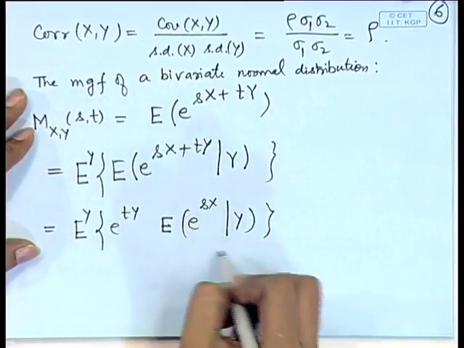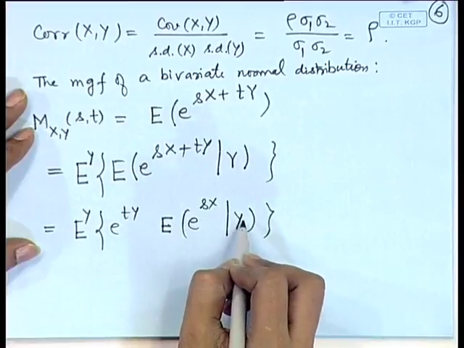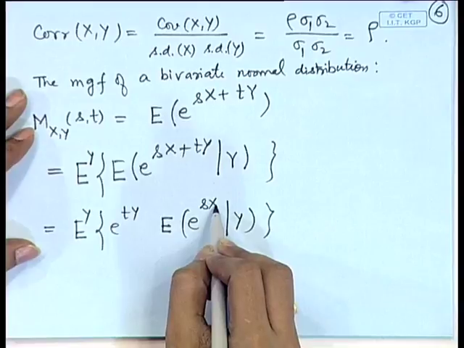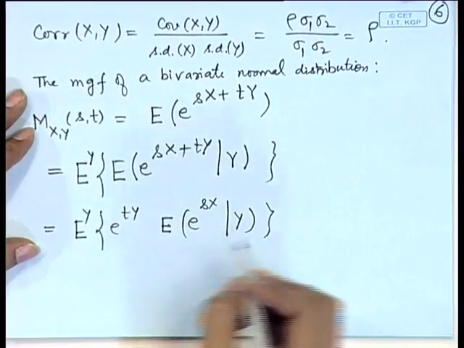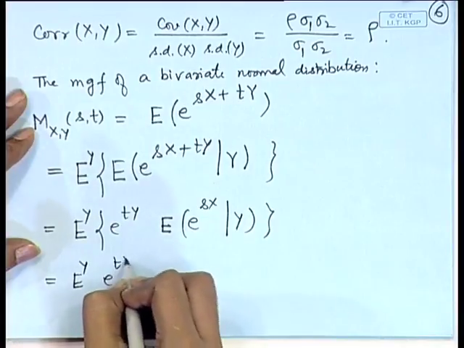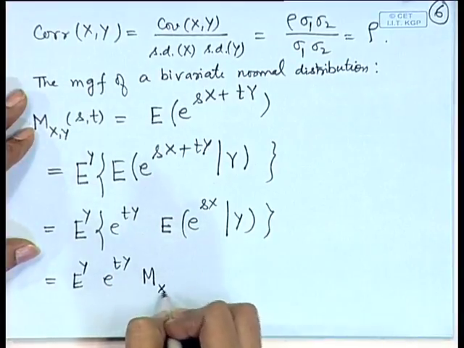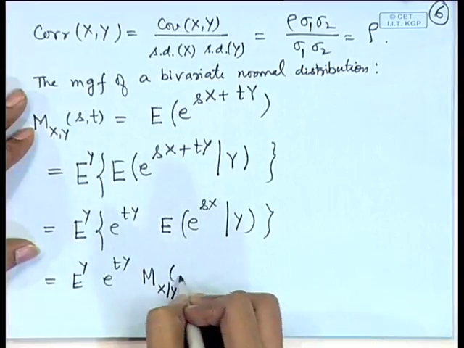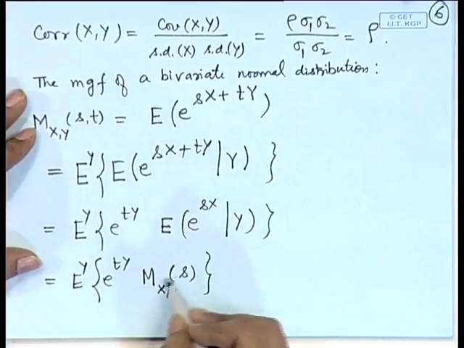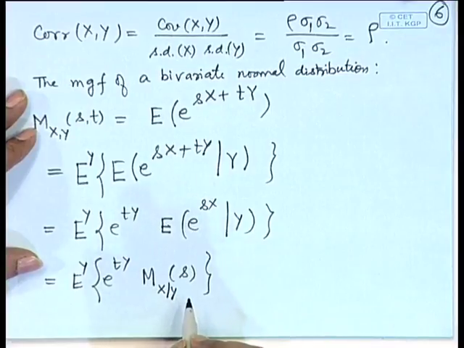Now, notice here that this inner expectation is nothing but the moment generating function of the conditional distribution of x given y. So, this is equal to the expectation of e to the power t y into the moment generating function of the conditional distribution of x given y at the point s. Now, here the conditional distribution of x given y is univariate normal. We already know the form of the moment generating function of a univariate normal distribution.